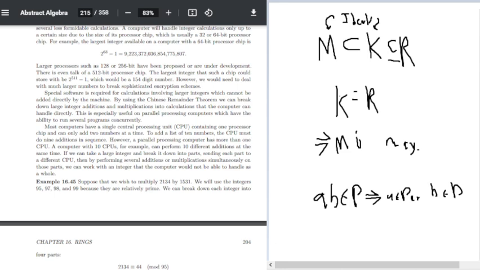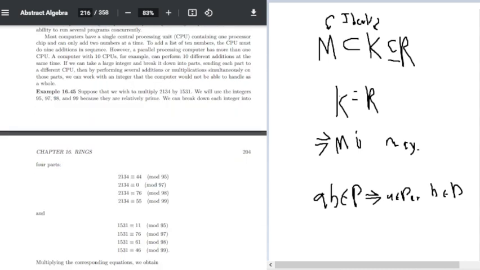To add a list of 10 numbers, the CPU must do 9 additions in sequence. However, a parallel processing computer has more than one CPU. A computer with 10 CPUs, for example, can perform 10 different additions at the same time. If you want to take a large integer and break it down into parts, sending each part to a different CPU, then by performing several additions or multiplications simultaneously on those parts, we can work with an integer that the computer would not be able to handle as a whole.